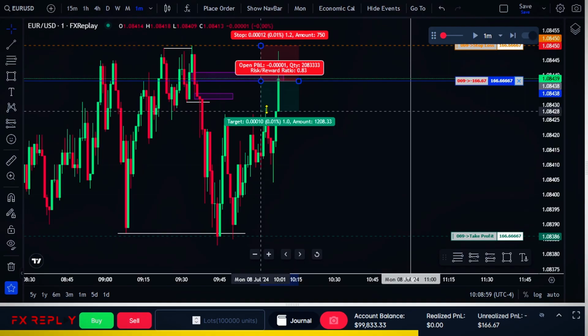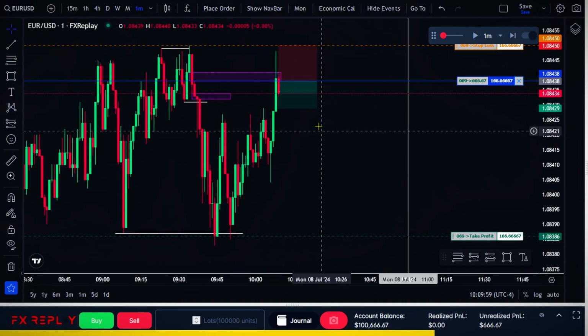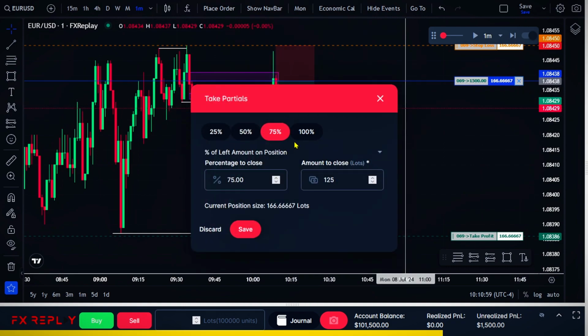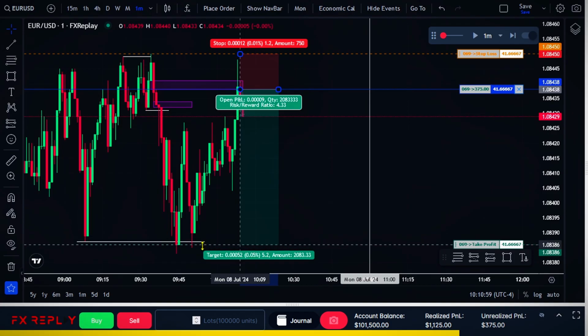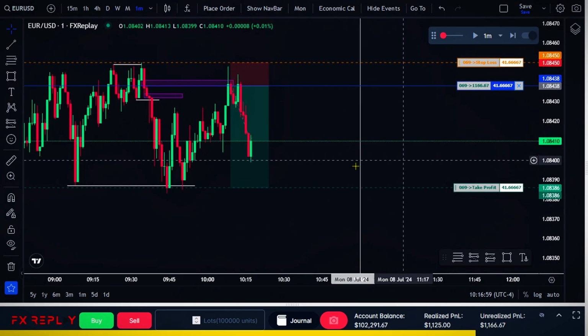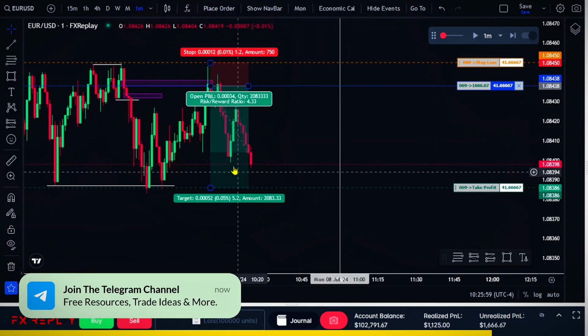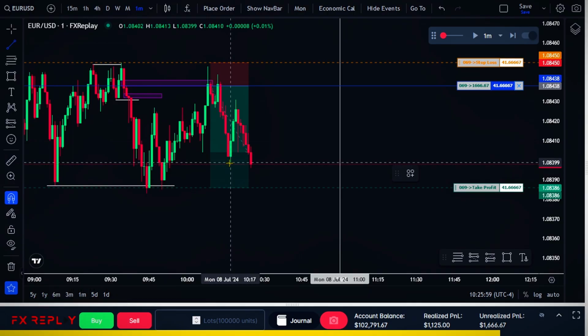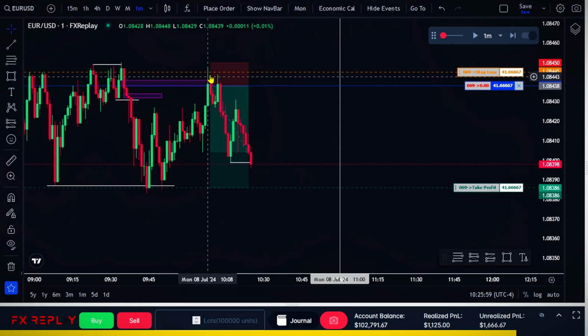Now I am looking to take partials at 0.75R. Now I will take 75% of the position off and let the remaining run to the take profit. The price came back to our entry once again before melting downwards. I usually trail my stop loss to the last protected low once we create a new break of structure, because the price has no reason to come back to this low unless it wants to reverse and continue.